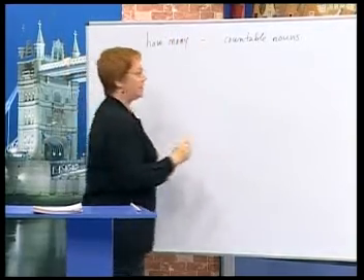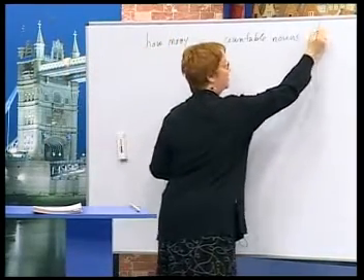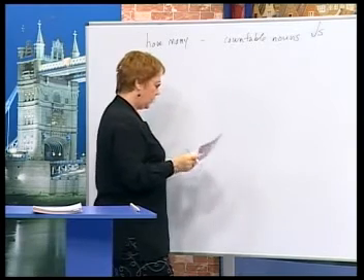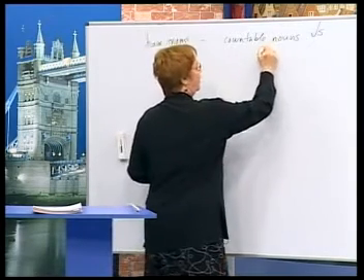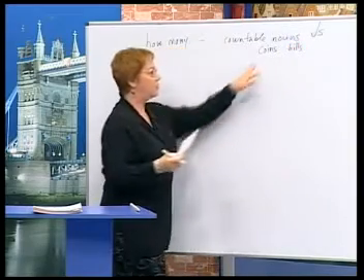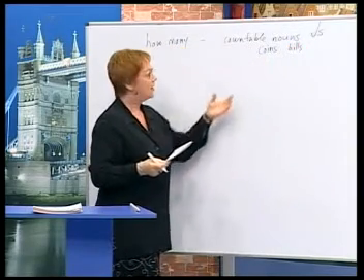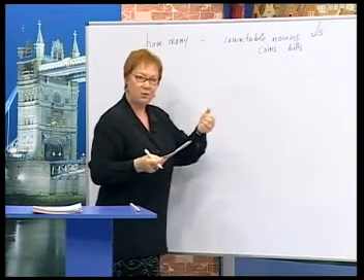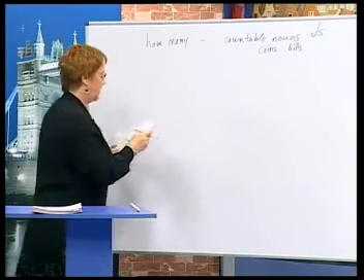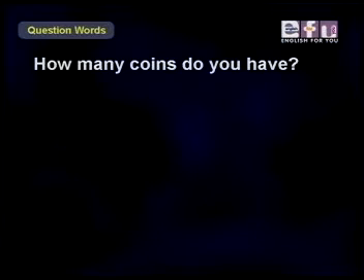How many? Okay, the S is okay here. Now, for money, we can count coins or bills. Coins are the metal money, and bills are the paper money. But usually we don't ask that. But how many coins do you have?